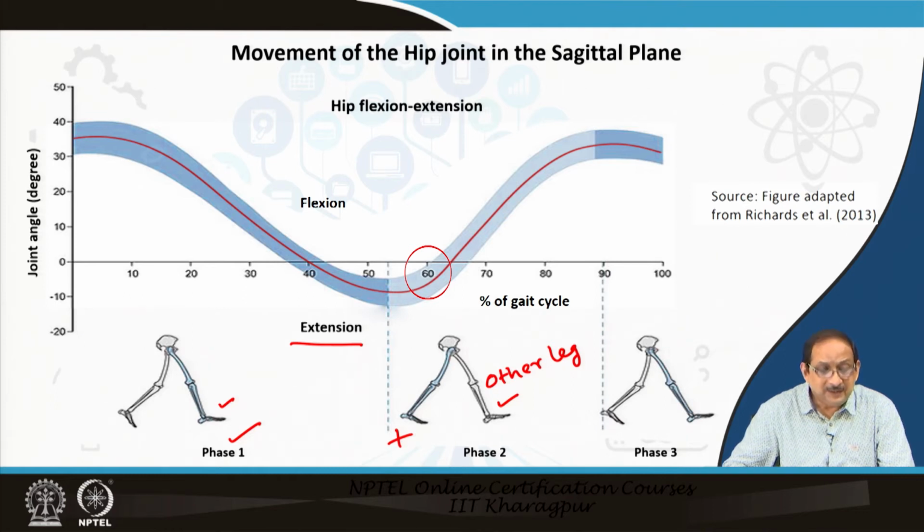Please note that similar to the sagittal plane movements of the hip, movement of the pelvis can also be observed in the coronal and transverse planes. However, the variation in angle is small, 5 to 8 degrees.